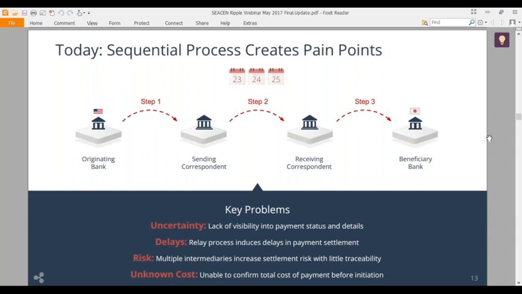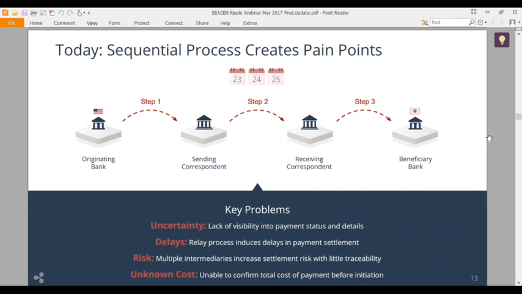This sequential process is what creates the pain points in cross-border payments. So it creates uncertainty. The originating bank doesn't have visibility into the status of the payment once it's been sent. There's delays. This relay process creates 3 and 4, sometimes 5 days delays for final settlement. There's a risk in not having transparency of where the payment is.